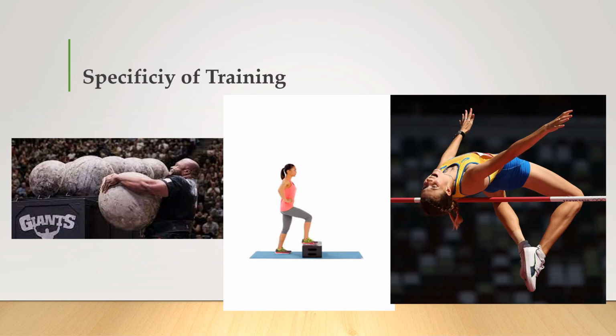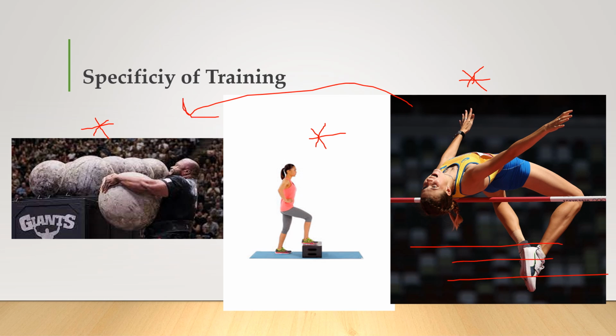And I'll give you some examples. So again, this is just to highlight the specificity of training principle. If this is our goal over here, to lift these really heavy objects and put them up onto these platforms here, then doing something like a step up isn't going to help. Doing something like a high jump isn't going to help that. Okay? And same for all of these images that we see here. If there's an athlete that's trying to get back to a high jump, then lifting heavy objects is not going to help. Okay, they need to be doing things that are specific to their goals and their training.